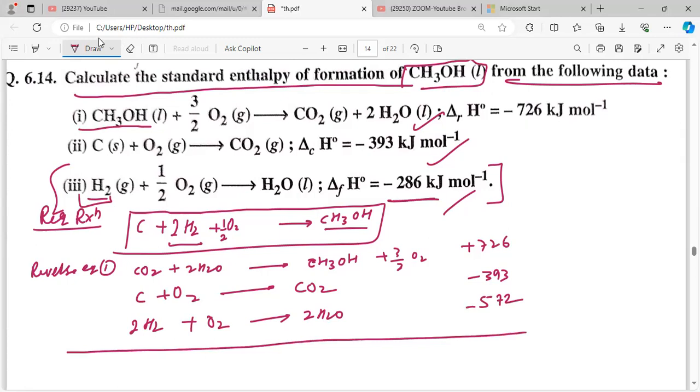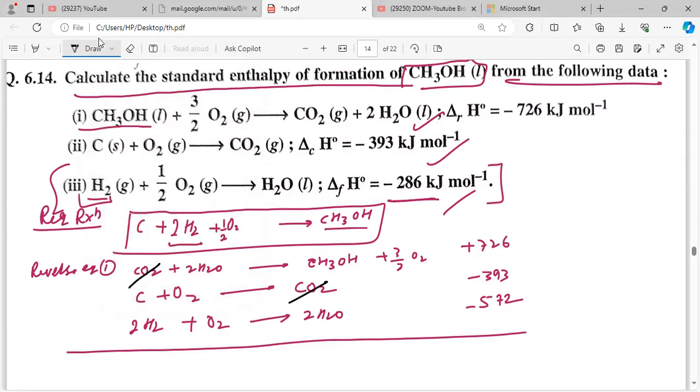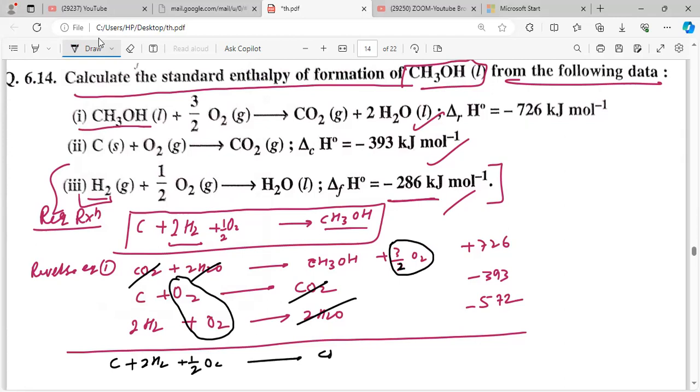When you are solving this, automatically most of the terms will cancel out. CO2 and this CO2 cancel out. H2O, this cancels out. So what is left here? Carbon plus 2H2. Oxygen, how many are there? 2 moles on one side and 3 by 2, that is 1.5, on the other. Yes or no? Yes, sir. So 2 minus 1.5 means 1 by 2 O2. So it will give CH3OH, and this is absolutely the required reaction. Yes or no? Yes.